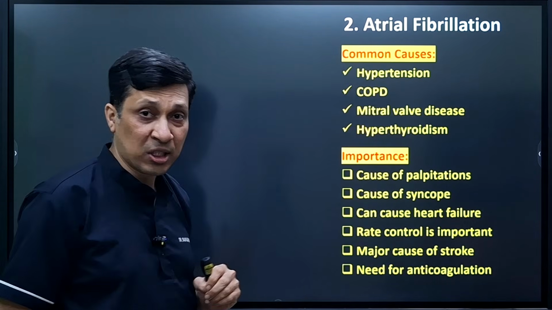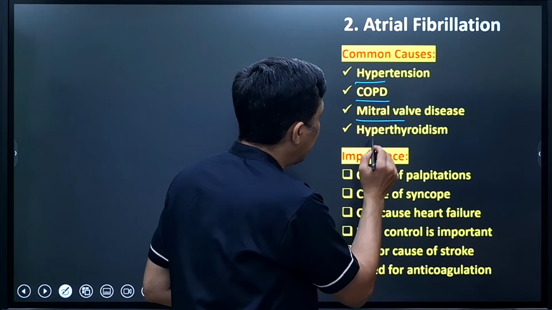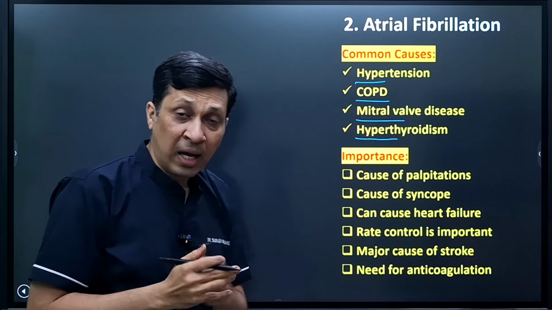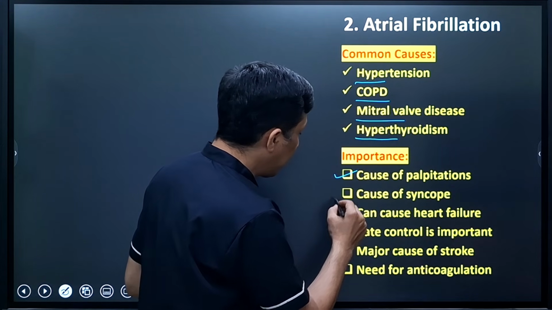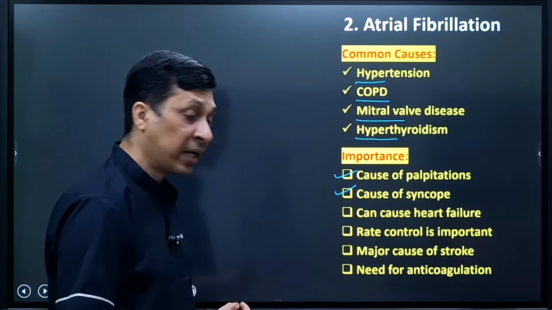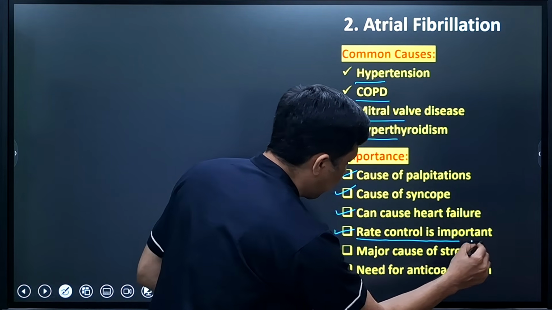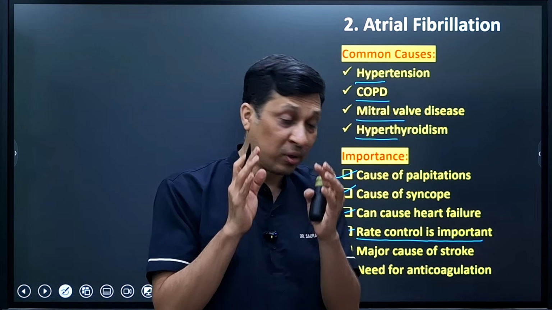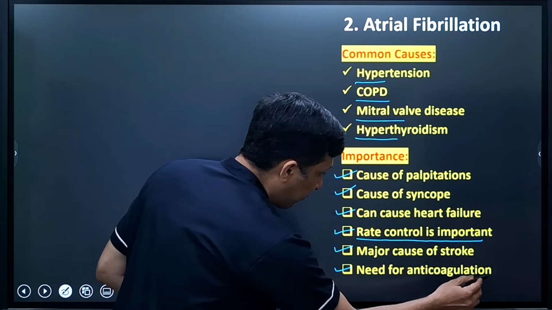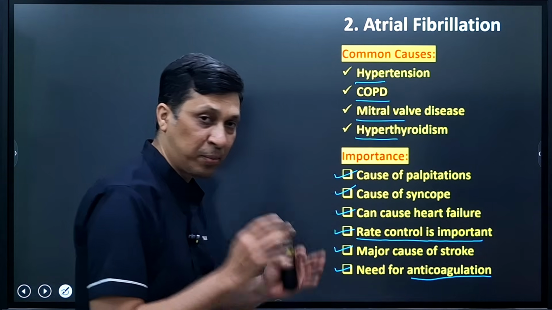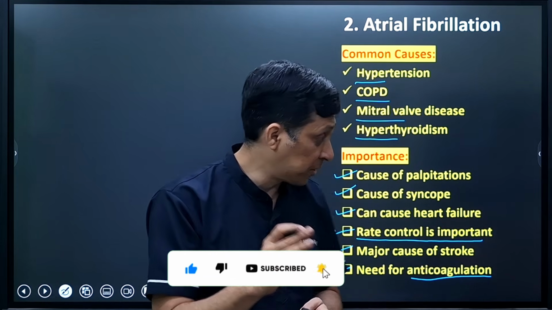Now, what are the common causes of atrial fibrillation? They are hypertension, COPD, mitral valve disease, and hyperthyroidism. And the importance of atrial fibrillation is that it is a common cause of palpitations. It is also a common cause of syncope. It can cause heart failure, and for this reason, rate control is important. We have to control the ventricular rate. It is also a major cause of stroke, and hence there is a need for anticoagulation in atrial fibrillation. So this was our second important ECG of atrial fibrillation.